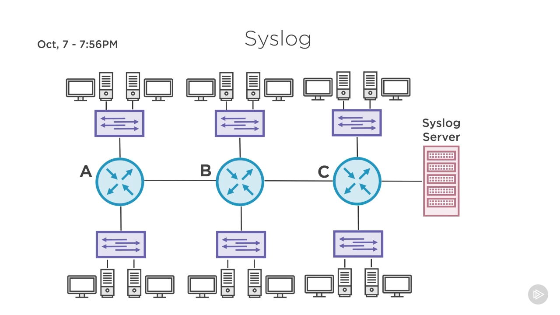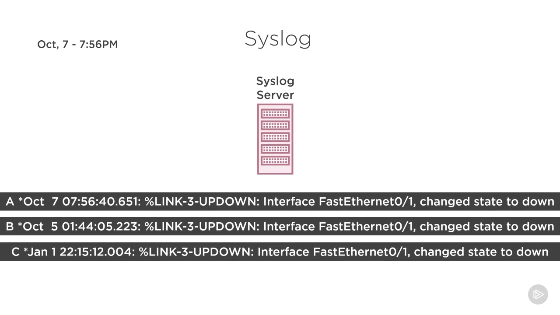One of the issues that can happen with Syslog is that if the time is not configured correctly on our devices, the Syslog server is going to receive messages with a timestamp from the device that may or may not be correct. So here, the actual time is October 7th at 7:56 p.m., and let's say all three of our routers have links that go down at the same exact time. We forward all those messages to the Syslog server, and what we know is that A, B, and C all had that up-down happen at the same exact time, at 7:56 p.m. on October 7th.